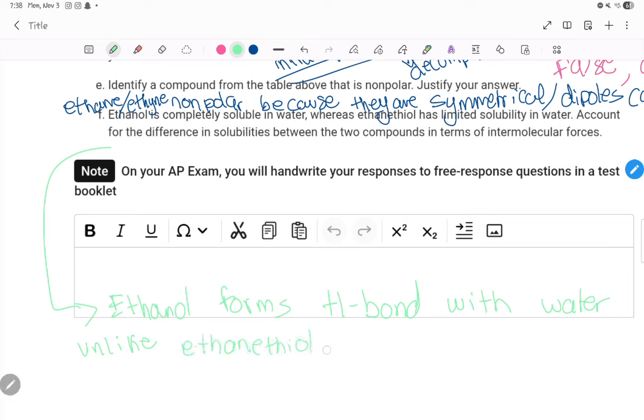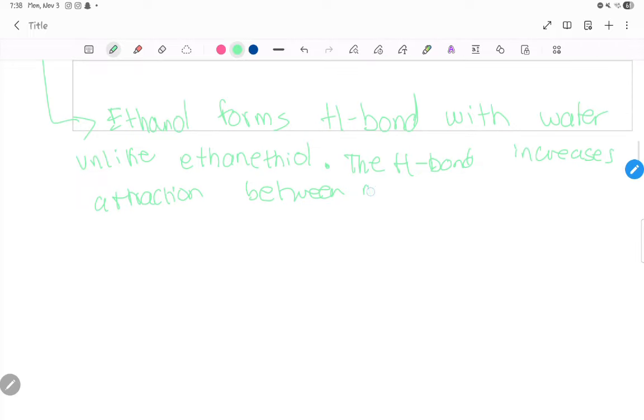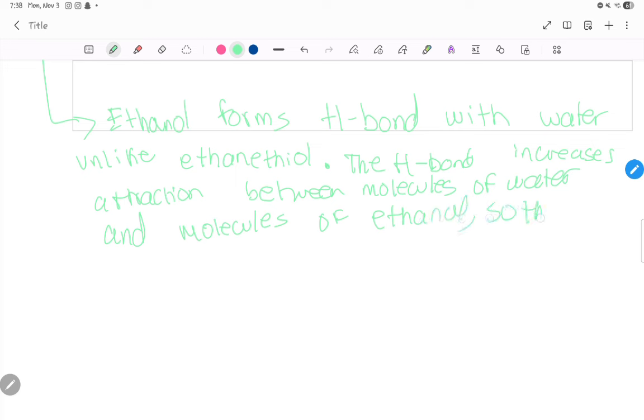So thus, the hydrogen bond increases attraction between molecules of water and molecules of ethanol. Okay, so thus it is soluble. Okay, so that's it for all of the written parts.